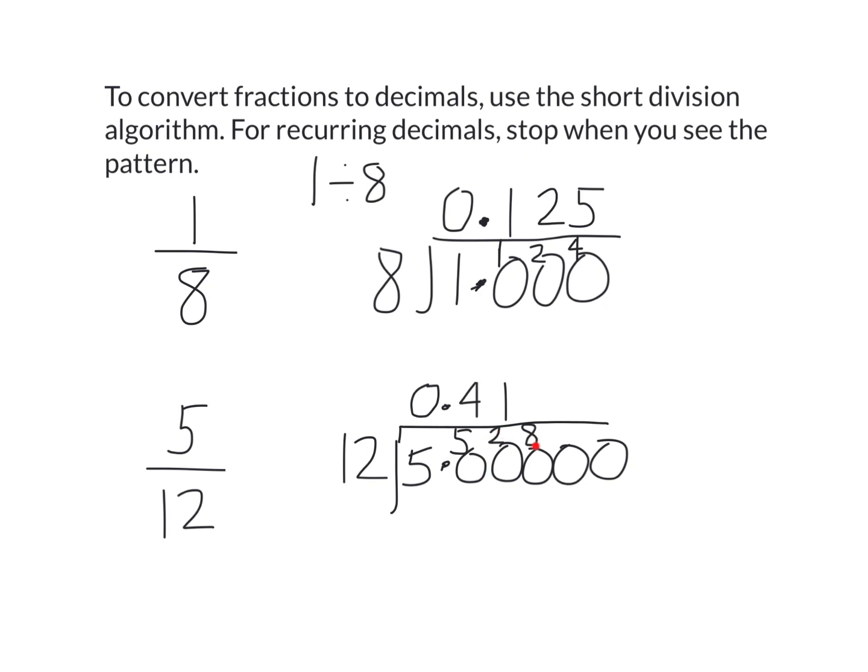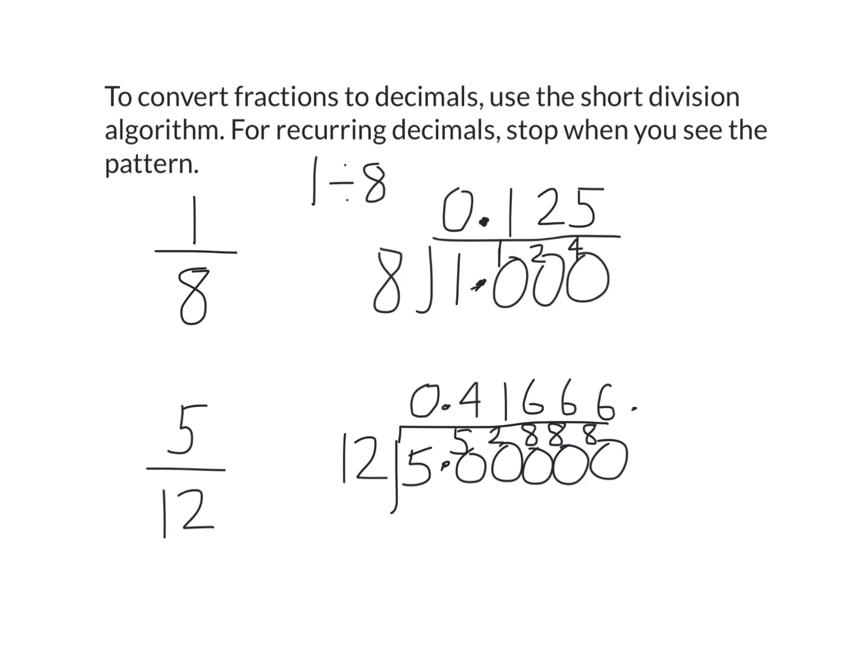All right, 12 into 80. Well, 12 times 6 is 72 with 8 remainder. How many times does 12 go into 80? It goes 6 times with 8 remainder. So what you can see here is we've entered into this loop. I'm going to keep getting 6s up here, remainder 8. I'm going to keep doing 12 into 80, over and over and over again.